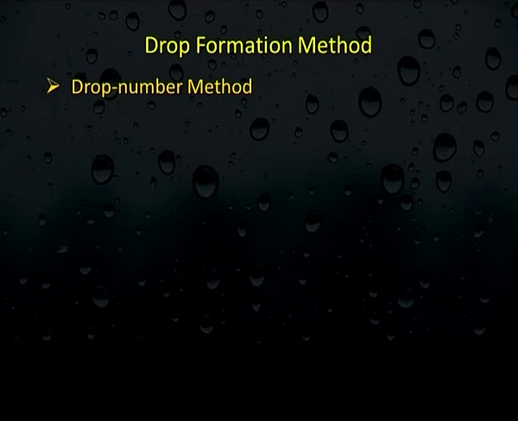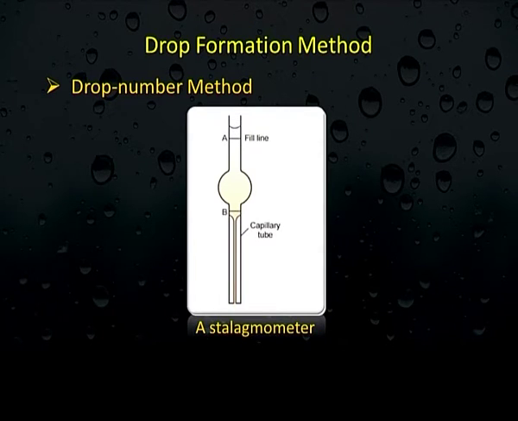Now, another method is known as the drop number method. Here again we will take the same stalagmometer and fill it up to mark A with the experimental liquid, say liquid number 1. The number of drops is counted as the meniscus travels from A to B. Drops will fall from this point, so we will count the number of drops.